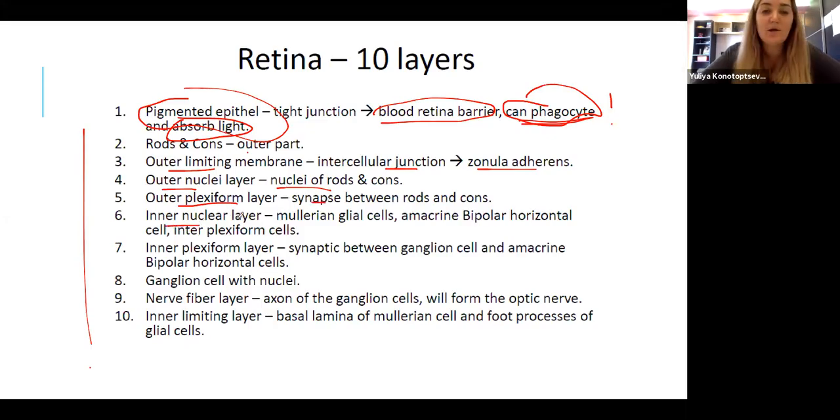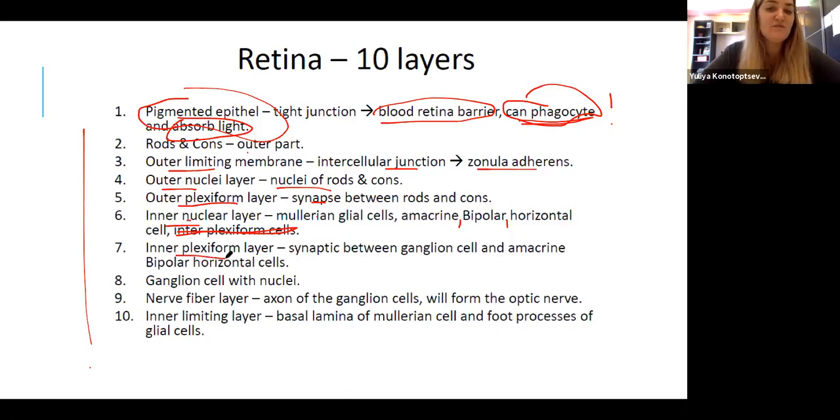Inner nuclear layer will contain glial cells. So Müllerian, amacrine, bipolar, horizontal cells. And some plexiform, but we never see them. So Müllerian, amacrine, bipolar, horizontal. These are the glial cells in the retina, and they're sitting here.